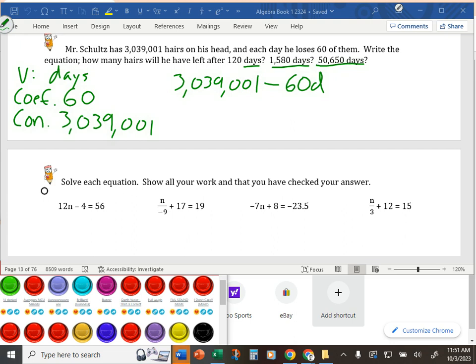See how we got that? Does that make sense to everybody? Why it's subtraction? Okay. And so now, answering the question, we can make a days and hairs chart, right? After 120 days, 3,039,001 is what I start with, minus 60 times 120, because that's how many days that we're testing here. How many hairs do I have left?